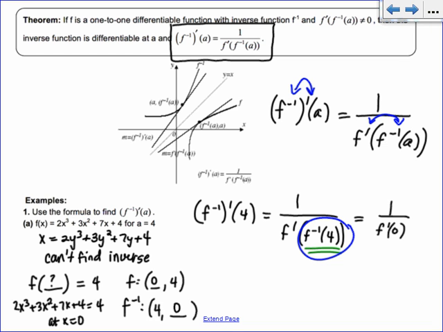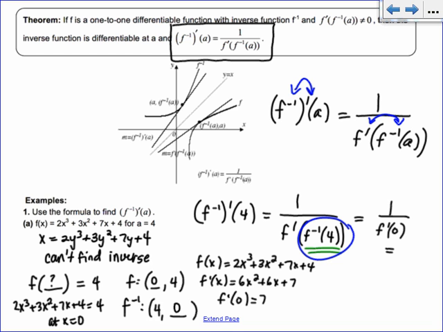Can you find f prime of 0? Sure. f of x was 2x cubed plus 3x squared plus 7x plus 4, so f prime of x is 6x squared plus 6x plus 7. So f prime of 0 is 7. So this answer is 1 over 7. That's it. Even without finding the inverse, we can get the solution to that. Does that make sense?